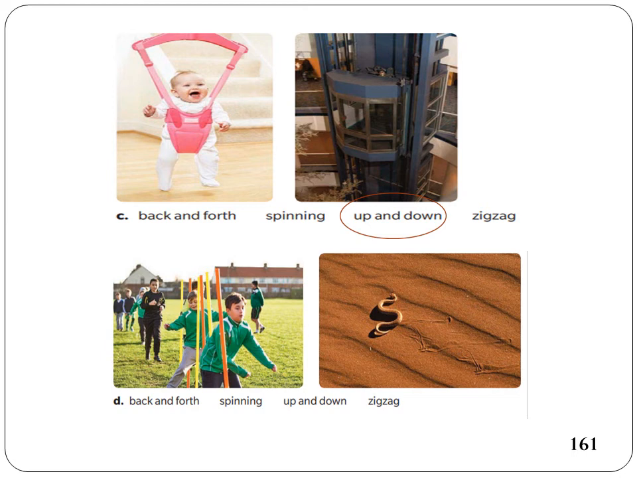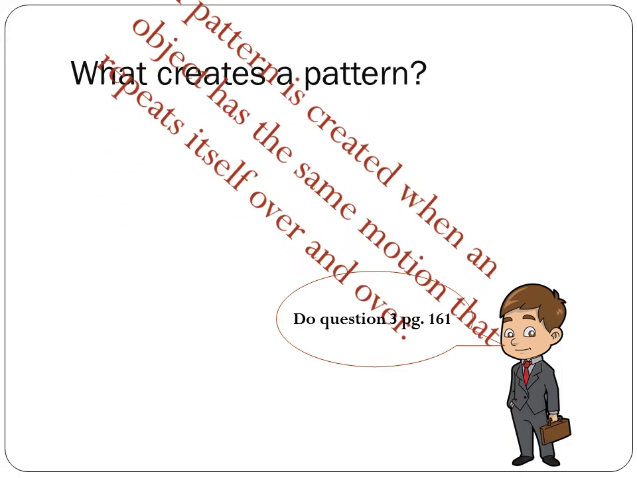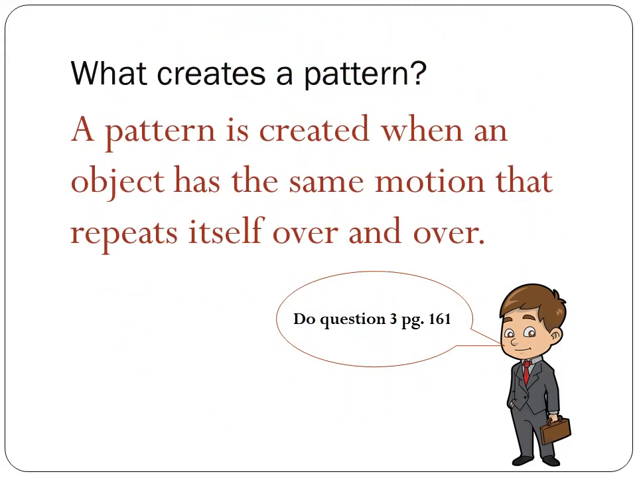Now, how would you describe the motion of the children and the snake? Wonderful. Zigzag. They are both moving in a zigzag motion. Now, can you tell me what creates a pattern? Yes, a pattern is created when an object has the same motion that repeats itself over and over. Please don't forget to do question 3 on page 161.